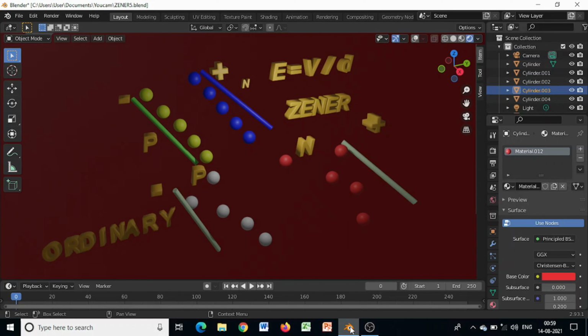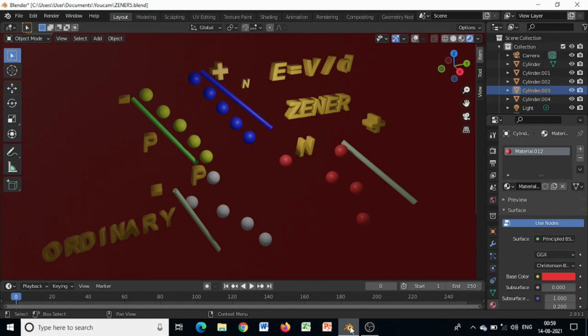Silicon has a barrier potential of 0.7 electron volt. Electrons and holes, here 5 electrons and 5 holes. Here, this is the Zener diode and this is the ordinary diode. 5 electrons in the N side and 5 holes in the P side, for example. Actually, there are so many electrons and holes. Majority carriers are holes in the P side and majority carriers are electrons in the N side.